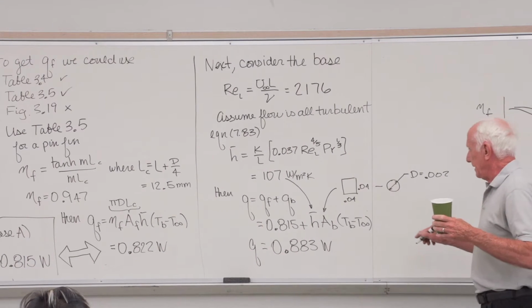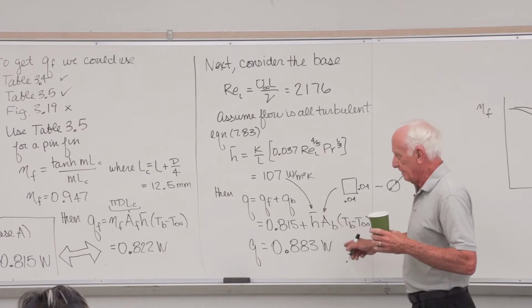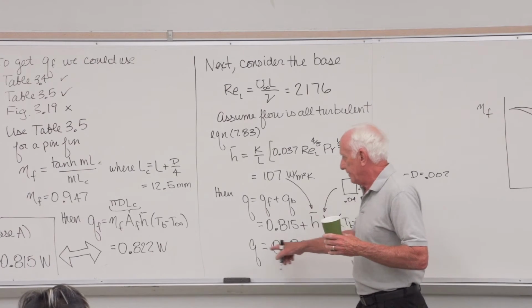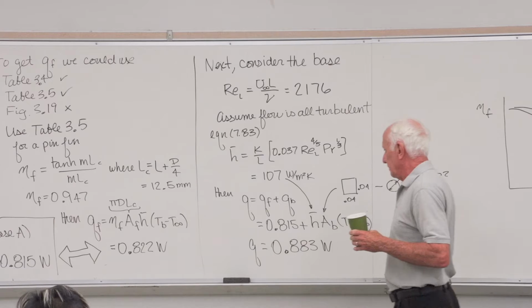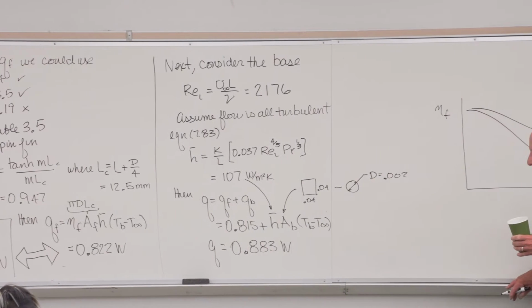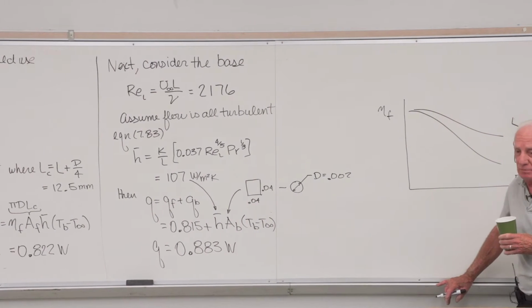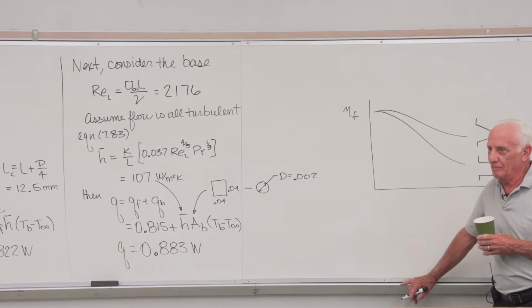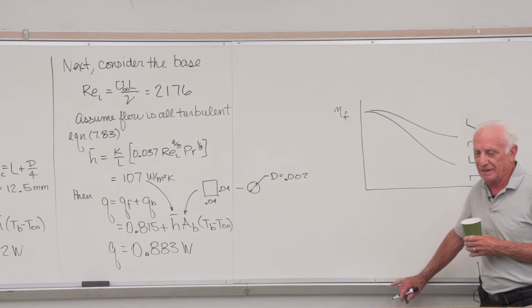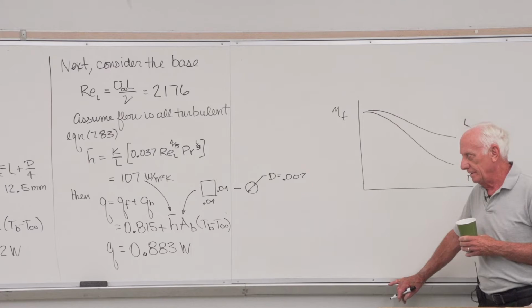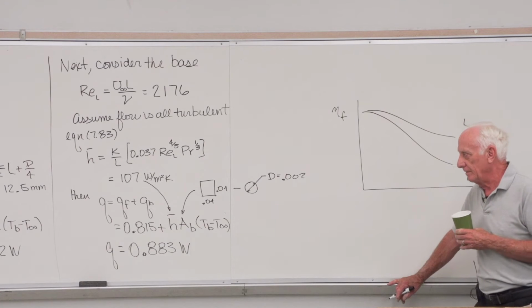There's the base, there's not a lot of heat from the base. You can see 0.883 minus 0.822. So most of the heat, of course, that's the idea. Why do you put the fin on in the first place? You want to take a lot more heat out than the base would by itself. So attach the fin, and that cranks up the heat loss from the base material.